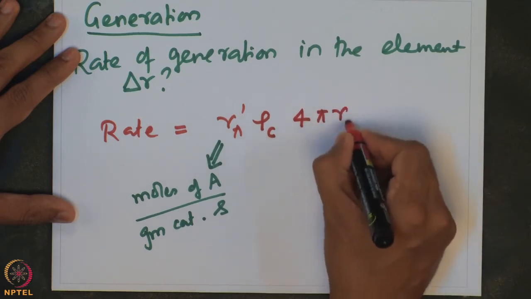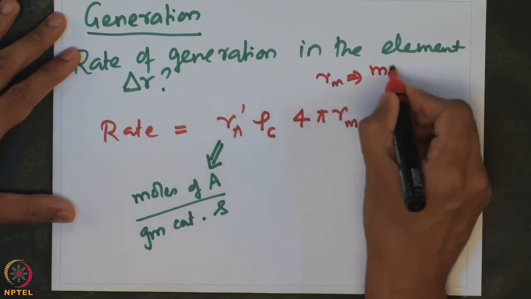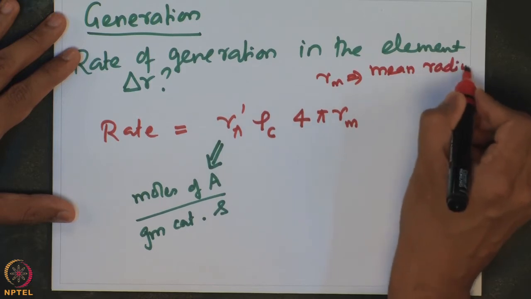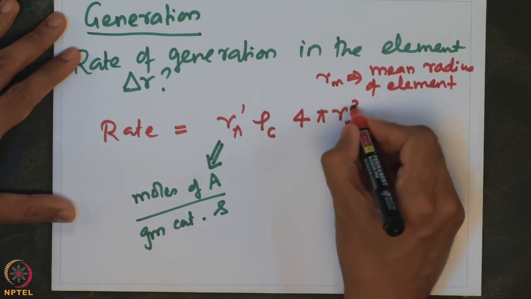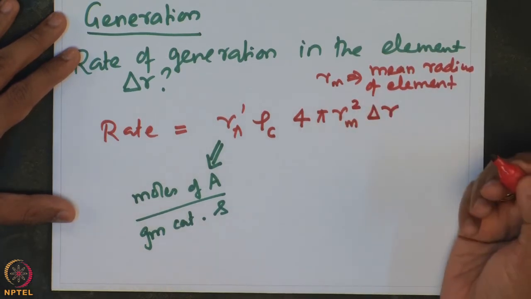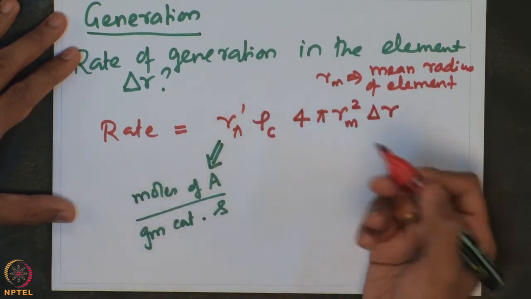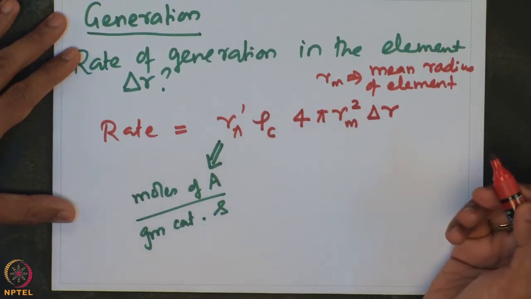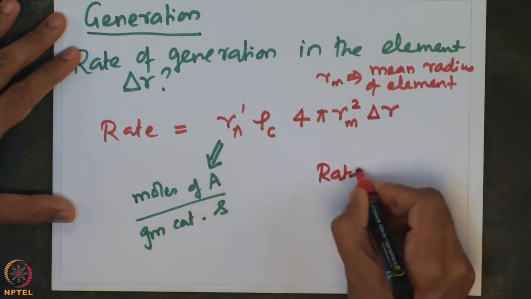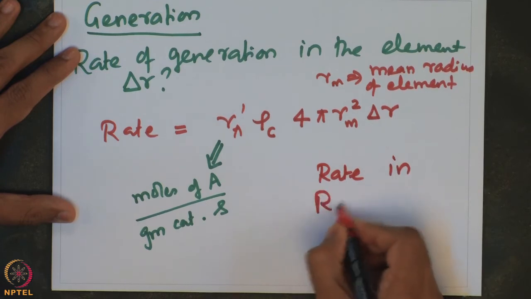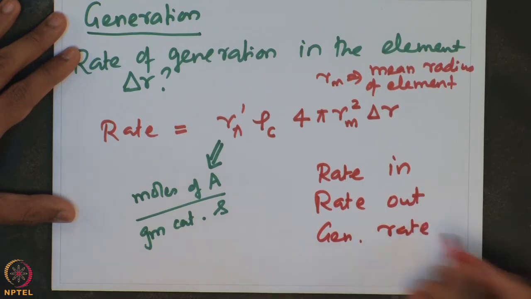Suppose we assume that there is a mean radius between R and R plus delta R. So, Rm is the mean radius of the element, and the volume is 4 pi Rm square into delta R. So, the rate at which the species A is generated in the element is given by Ra prime rho c into 4 pi Rm square into delta R. So, we now have the rate at which species comes in, the rate out, and we also have the generation rate. Now we are all set for writing the balance.